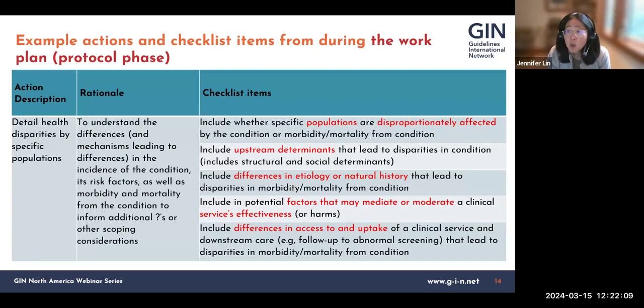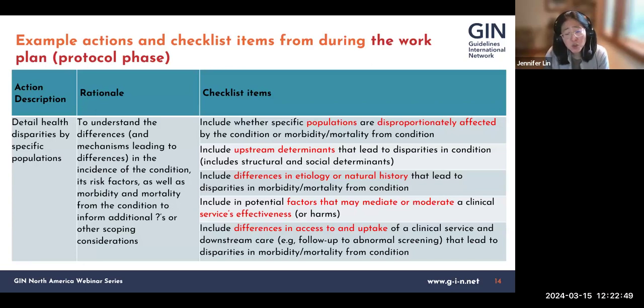And so this includes asking and answering what are the upstream determinants that lead to these disparities. Often, we're talking about structural and social determinants at this level. Understanding if there are differences in etiology and natural history that might lead to disparities. Understanding if there are potential factors that might mediate or moderate a clinical service's effectiveness or harms. And then also understanding what are the differences in access to and uptake of a given clinical preventive service.